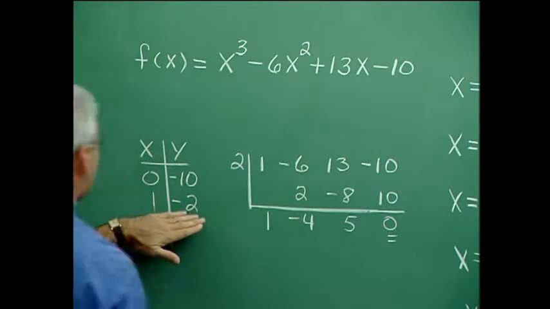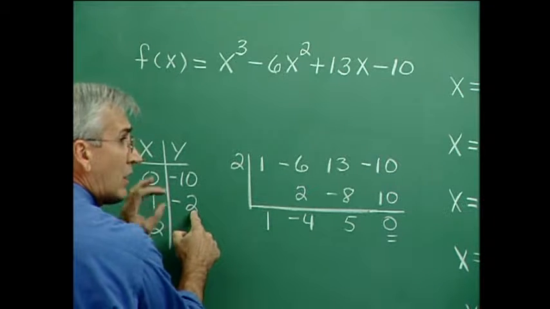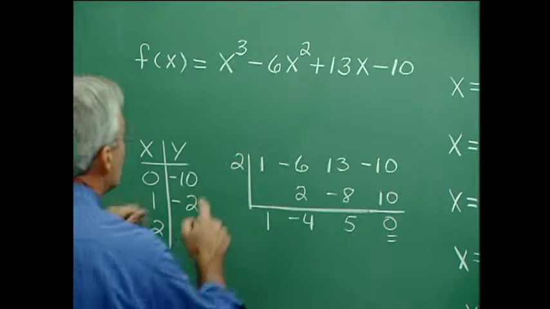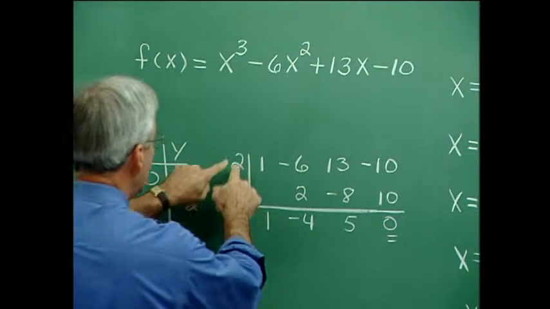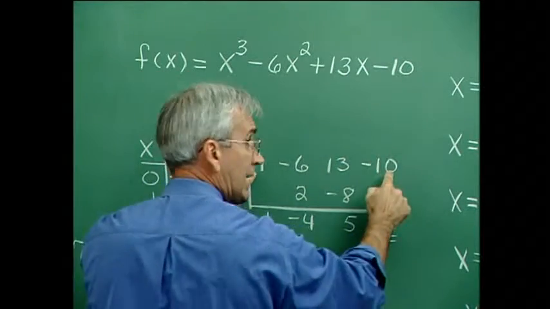Then we would look at this little table and we'd think, well, let's see, 0 is at -10, 1 is at -2. The graph is sort of approaching the x-axis. Maybe we get some mileage by investigating at 2. Well, let's see. Investigating synthetically, 2 in 2. Now, the 1, the -6, the 13, the -10.